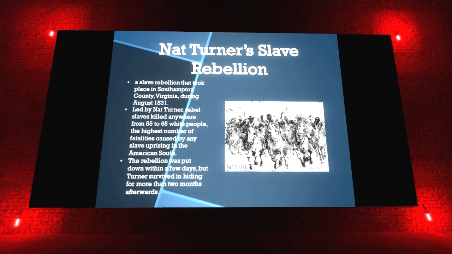Nat Turner's Slave Rebellion was a slave rebellion that took place in August 1831 in Virginia. It was led by Nat Turner, and around 55 to 65 white people were killed. The rebellion didn't last that long, but the damage was done. This started creating a lot of tension between slaves and slave owners, which would obviously lead to the Civil War due to the fact that the war was fought over slavery.